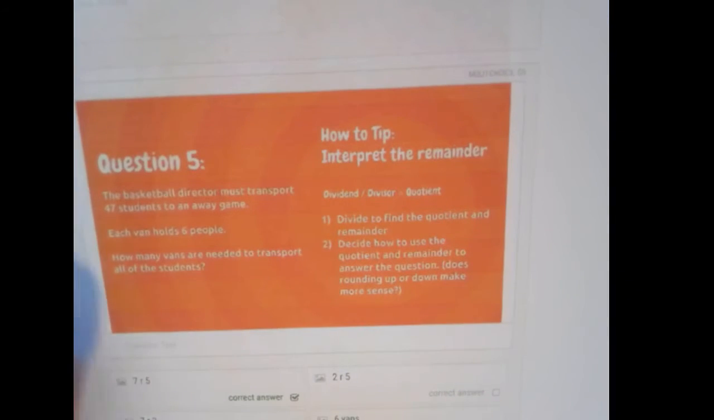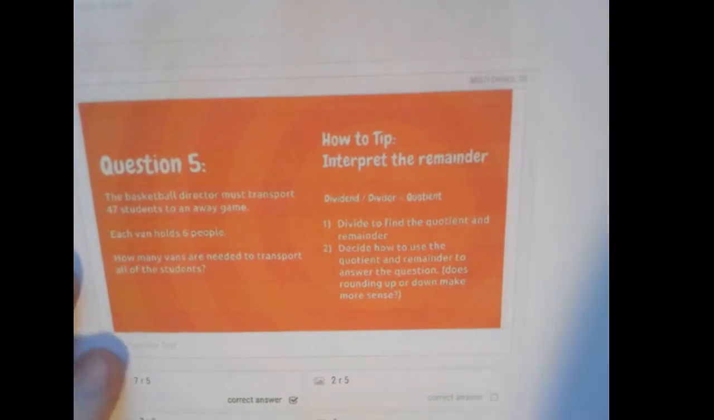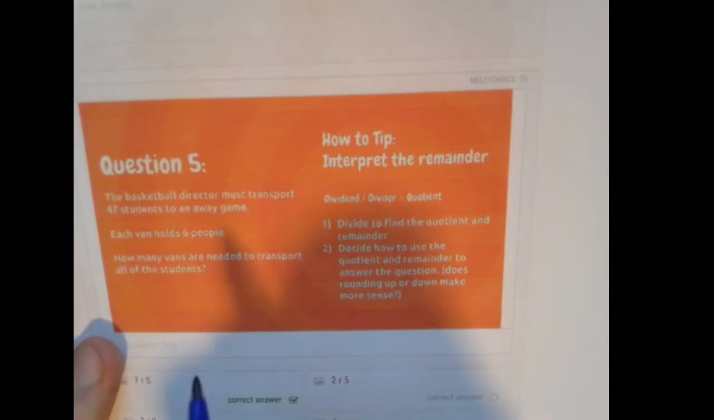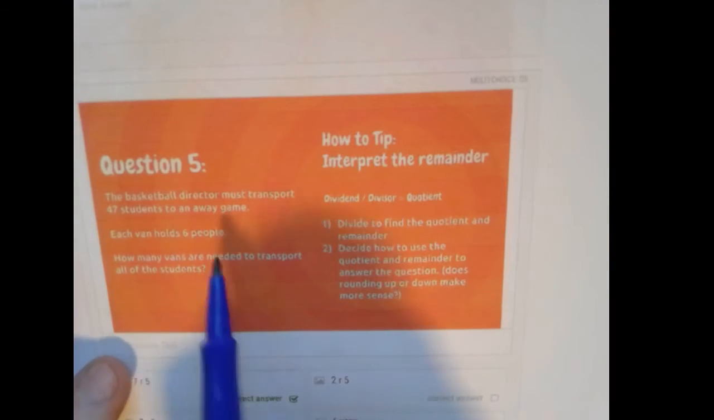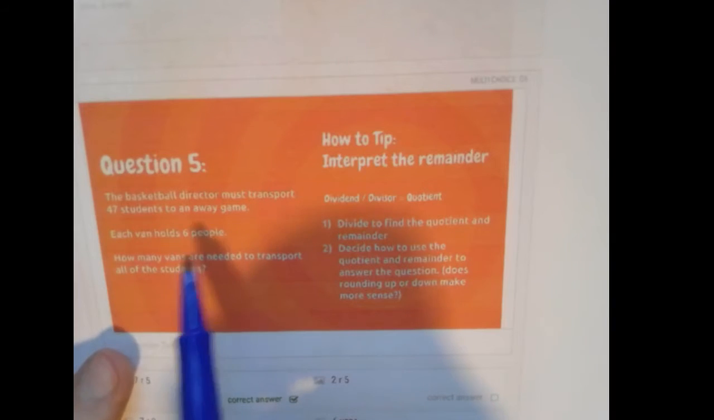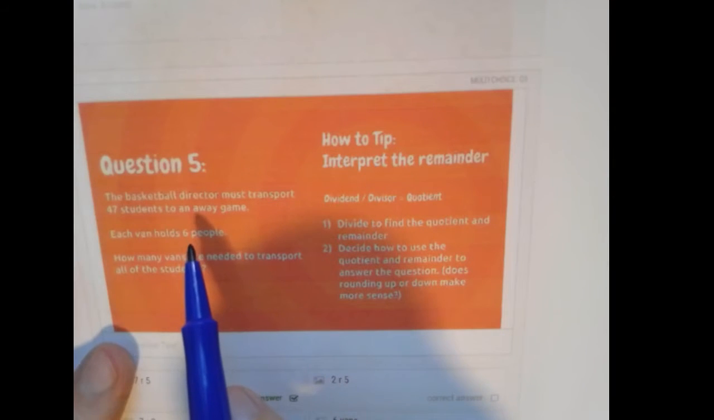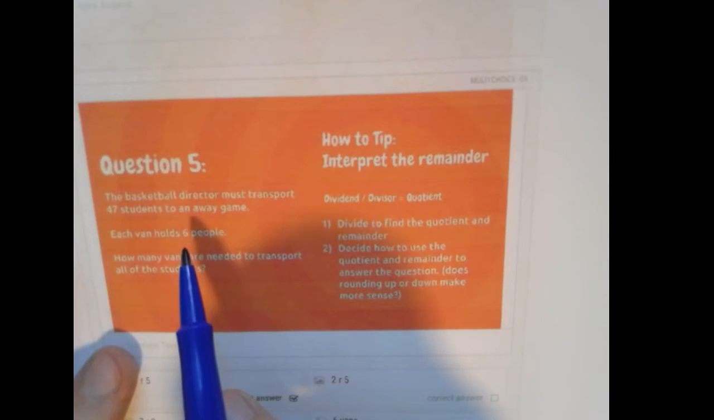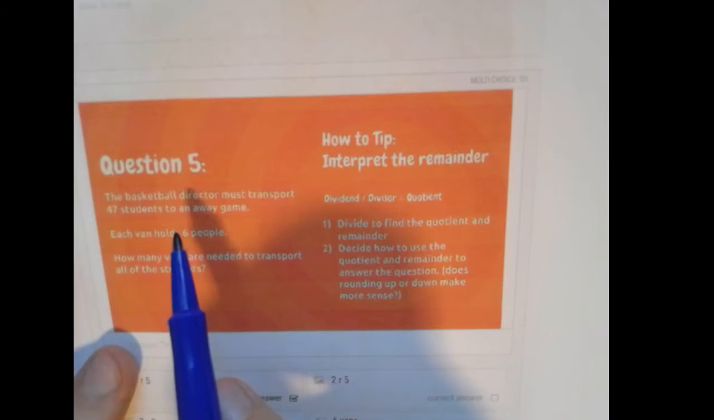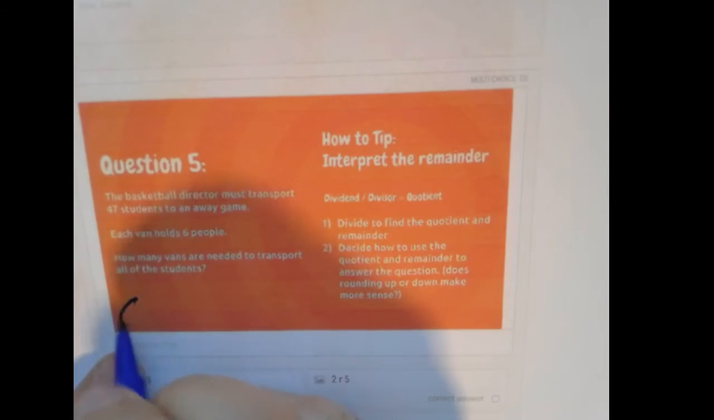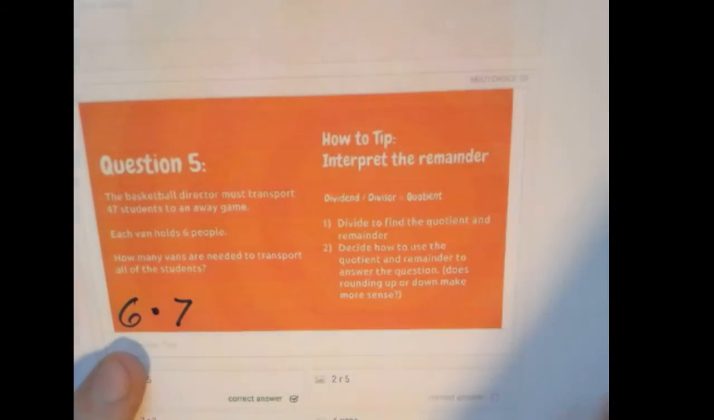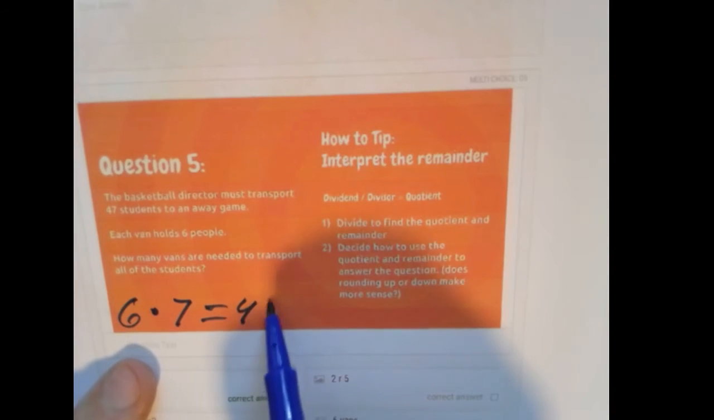Okay, last one. Basketball director must transport 47 students, and each van holds 6. So let's think about this. 6 times 6 would be 36. 6 times 7 is 42. That's not enough. 6 times 8 will be 48.